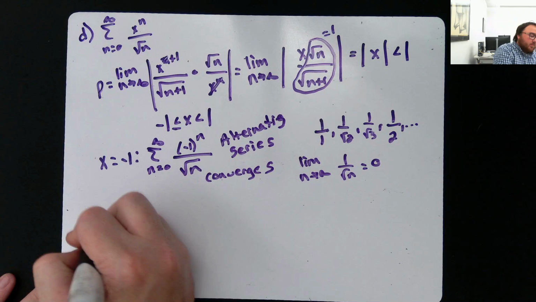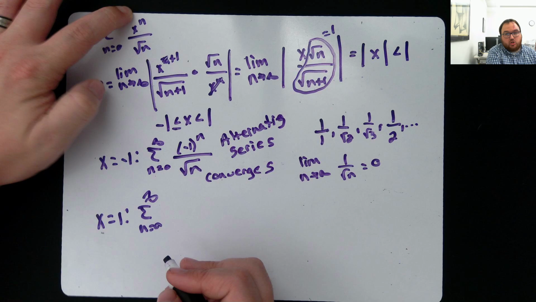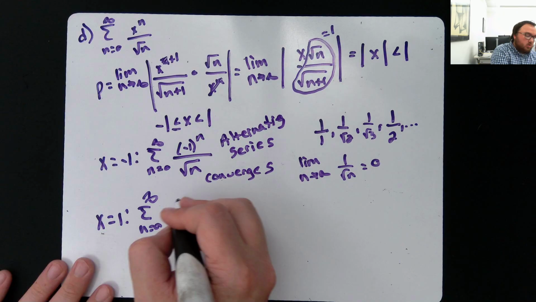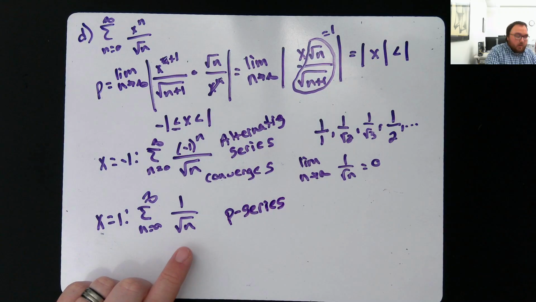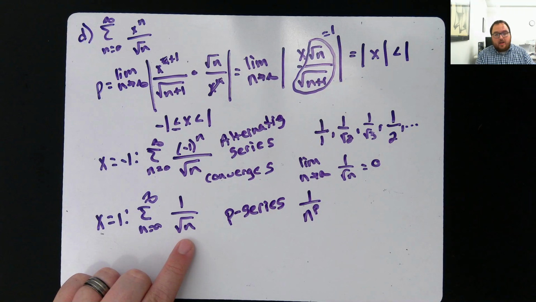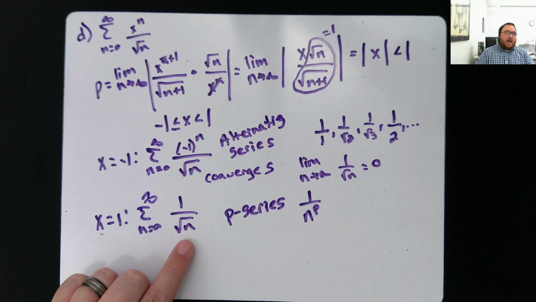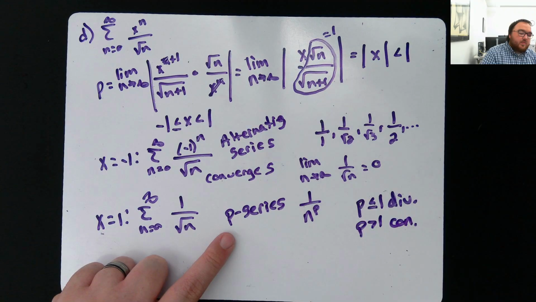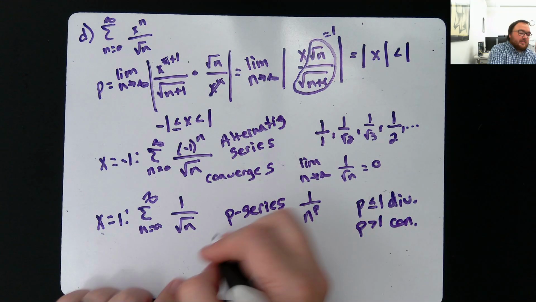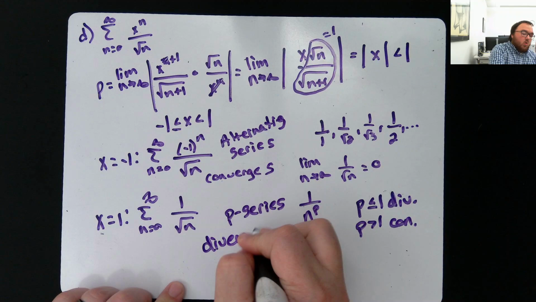That would make it 1 to the n, which is just 1 over square root of n. This is a p series, which remember looks like 1 over n to the p. In this case, our p is 1/2 because this is the square root of n, which is like saying n to the 1/2. P series says that if p is less than or equal to 1, it diverges. If it's greater than 1, it converges. Therefore, this diverges. So for 1, it does not work.